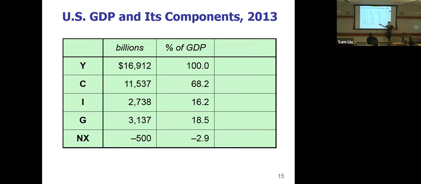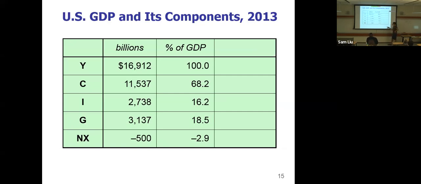The imports must be, yeah, and so to make it negative, we're importing more than we're exporting. And this is what's called the trade deficit. This is something that we'll discuss later in the class.